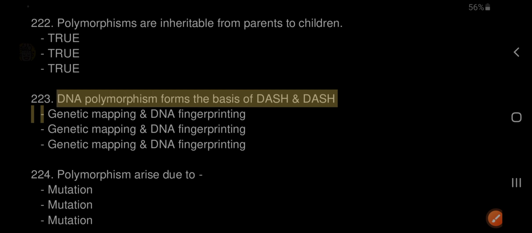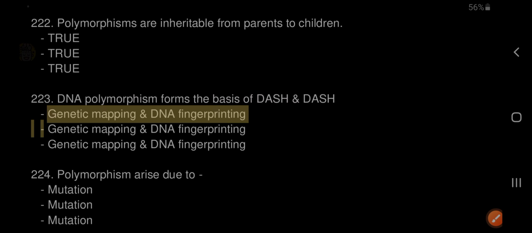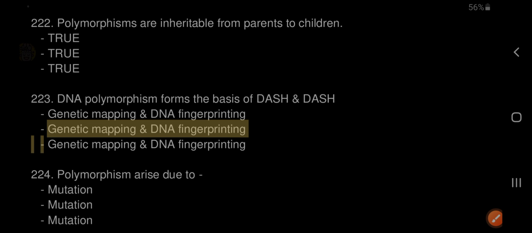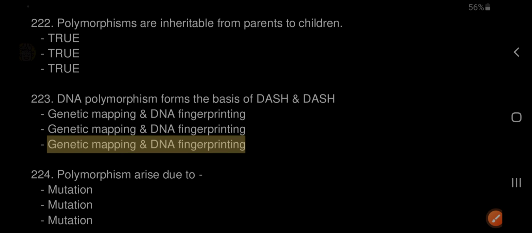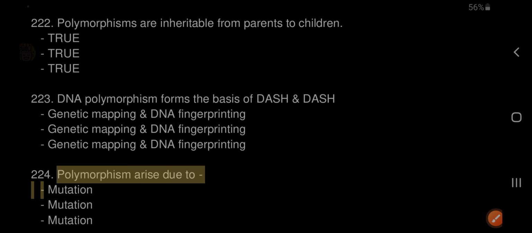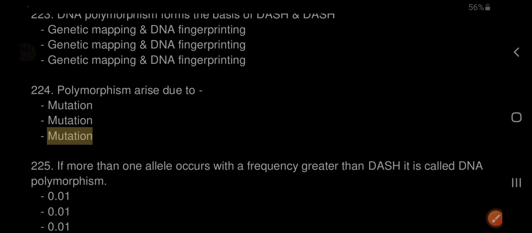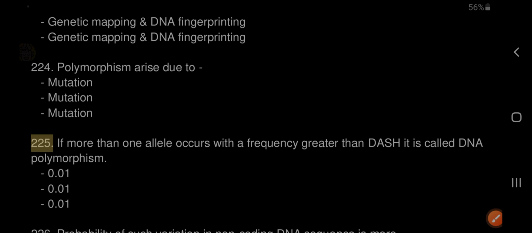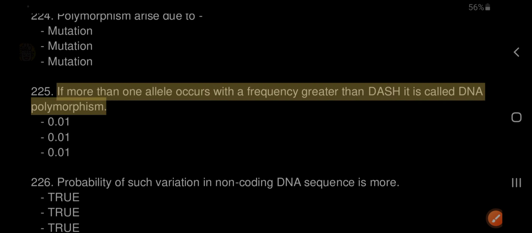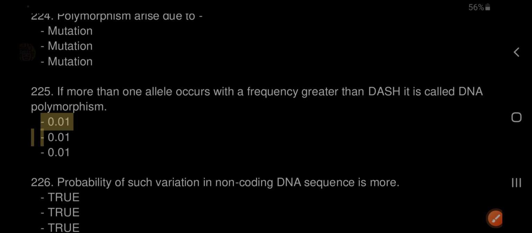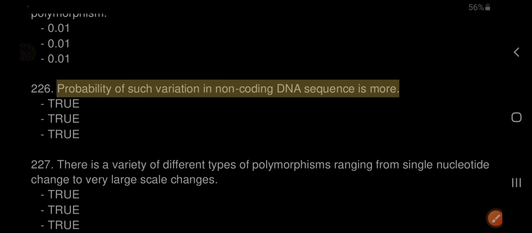Genetic mapping and DNA fingerprinting. 224. Polymorphism arises due to mutation. Mutation. 225. If more than one allele occurs with a frequency greater than dash, it is called DNA polymorphism. 0.01. 226. Probability of such variation in non-coding DNA sequence is more.